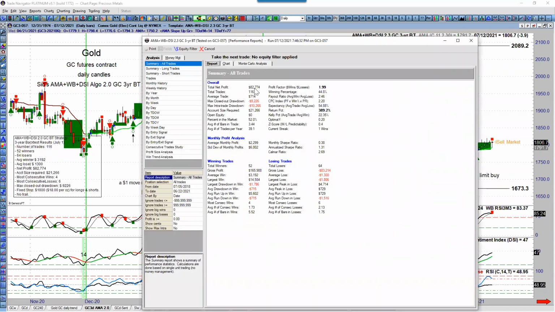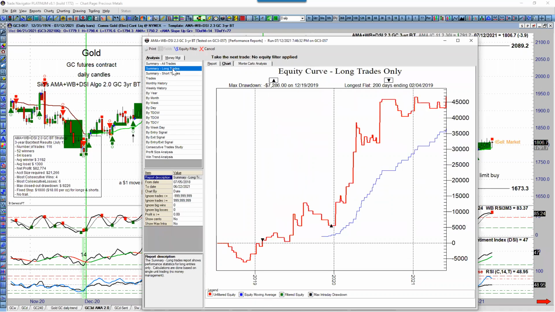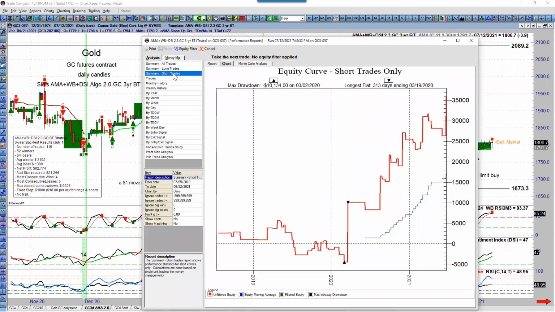So let's see what the equity curve looks like on this one. It brought in $82,000 over the last 3 years, theoretically. And notice it doesn't have a real strong winning percentage, 45%, 52 winners, 64 losers. But the average winner, 3,192, the average loser, 1,300. So that is always the way this algo runs. And the equity curve, pretty darn good, pretty nice. Here's the equity curve on just the long trades. There's the equity curve on just the short trades.